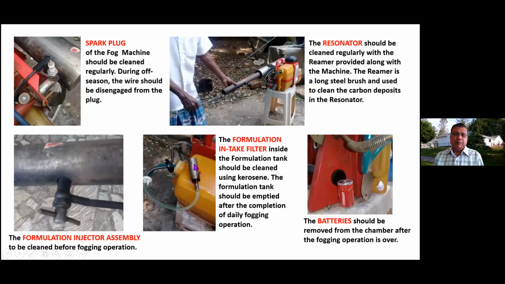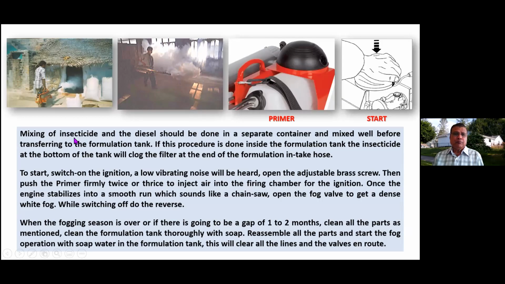The initial insecticide will clog this. So you mix the insecticide and diesel outside in a separate container and then transfer it to the formulation tank. If this procedure is done inside, as I told you, it will clog the filter at the end of the formulation take-in hose. So that will hamper your fogging operation.